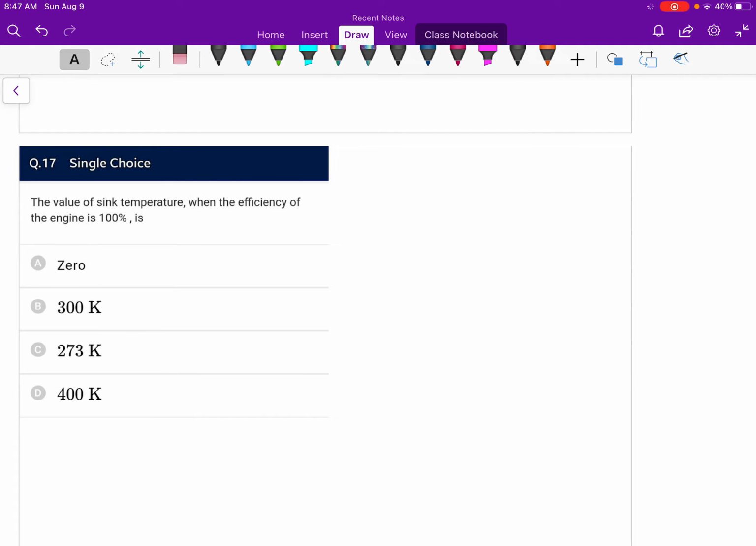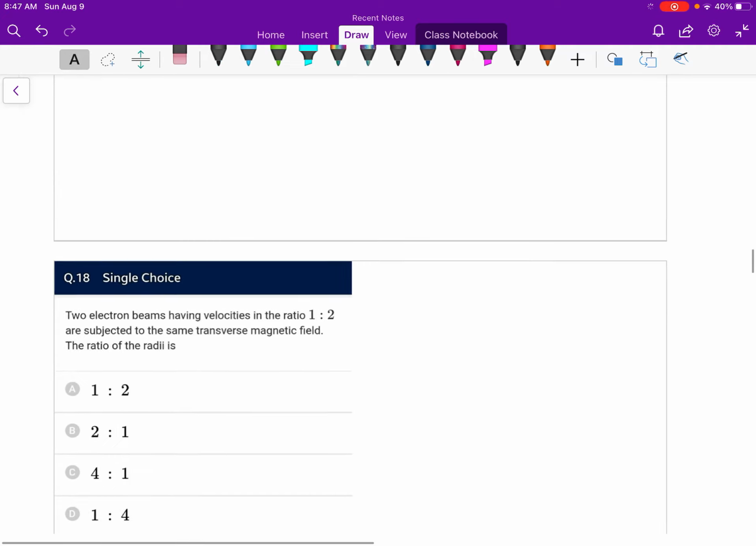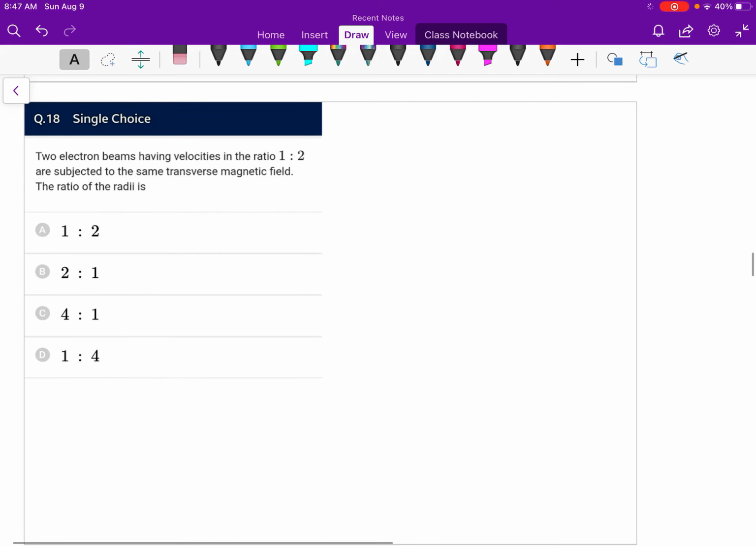Value of sink temperature when the efficiency of the engine is 100%. Efficiency of 100% is not possible, but from the formula, theoretically, 1 minus Tc by Th is 1. So Tc equals 0. So 0 Kelvin is the temperature.